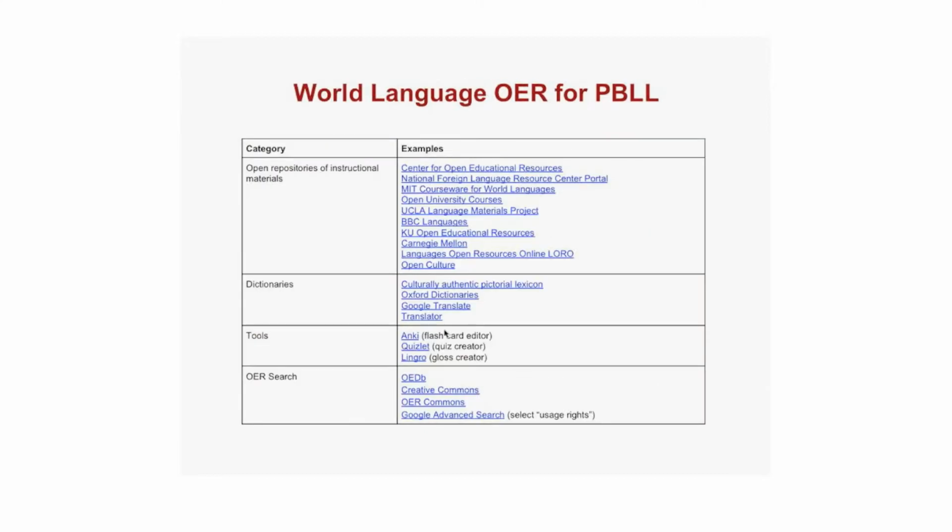So if you're thinking about, oh my God, I don't remember what this website talks about, don't worry. Just go to lesson 5 and More to Consider. We have a table for you. This is a table we have in lesson 5. So we have categories like open repositories for instructional material, dictionaries, tools, and OER search engine. So we'll have all the links there for you, so we don't have to worry about memorizing and writing down all those links.